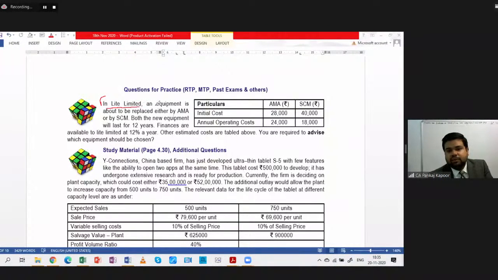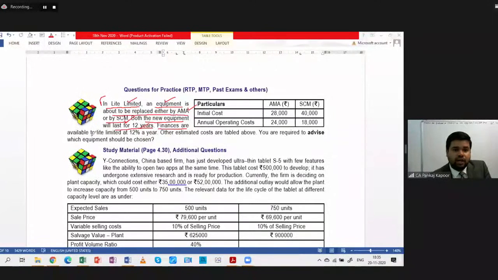In the Light Limited, an equipment is about to be replaced either by AMA or the SCM. So there is a company which is going to replace some equipment. The new equipment can be AMA and the new equipment can be SCM. Both the new equipment will last for 12 years. So the life of both the components, either AMA or the SCM, is 12 years.